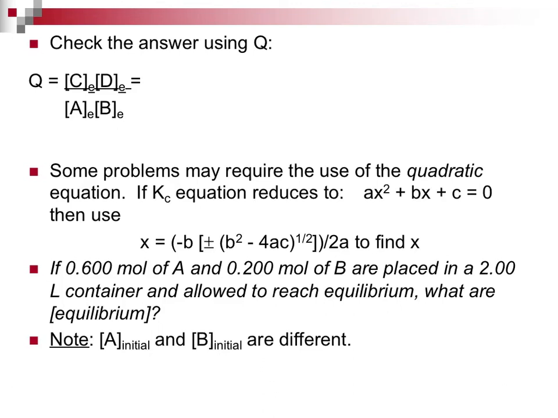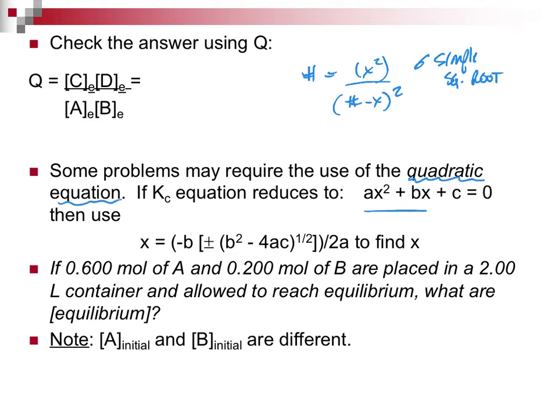The previous section showed how to solve a problem if we have some number and we have x squared on the top and a number minus x squared on the bottom, and we call this simple square root. Well, if we don't have that kind of mathematical situation, we're going to use the quadratic equation. To refresh your memory, the quadratic is ax squared plus bx plus c equals 0. And in order to solve for x, you use this formula.